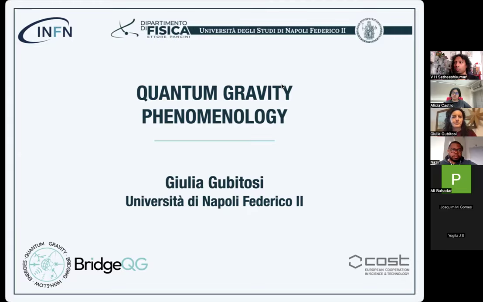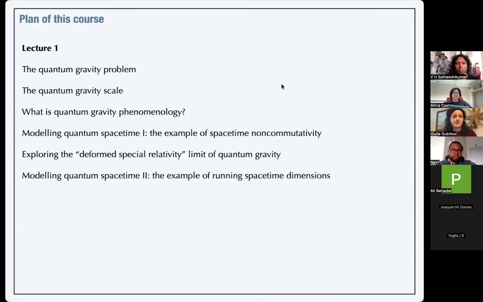So the plan for the lecture today is a brief introduction about the quantum gravity problem framed from the point of view of someone who is interested in phenomenology. Then a discussion about what is the scale of quantum gravity, since we need to know where we are looking for something.